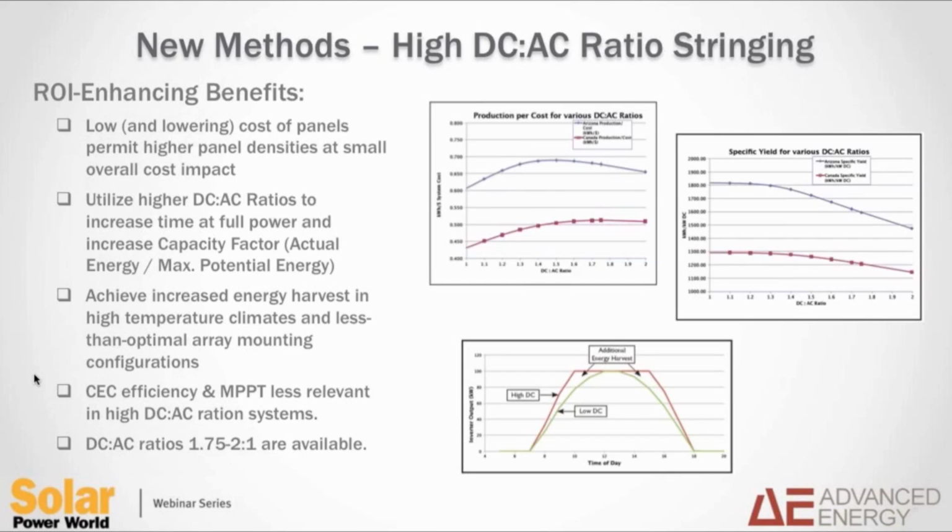Now at higher DC-AC ratios, the inverter is going to operate at full power for longer periods of time during the day, and it will be power limited with MPPT turned off during peak periods of time, making the whole issue of inverter peak efficiency far less relevant.